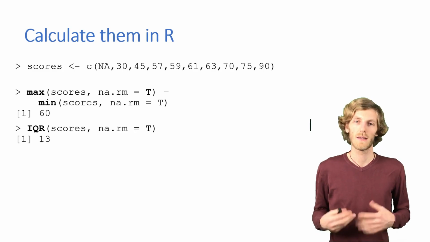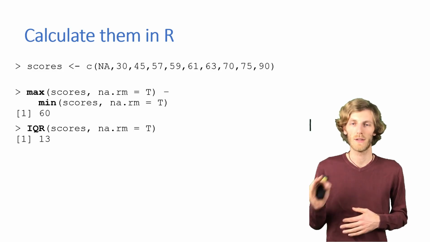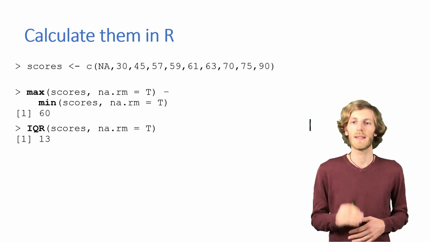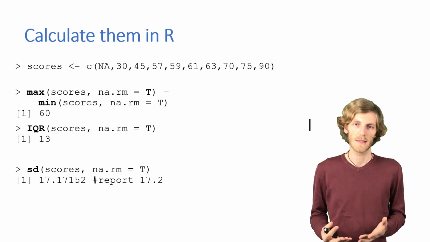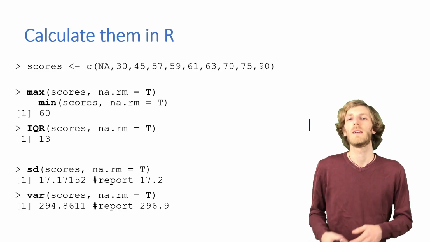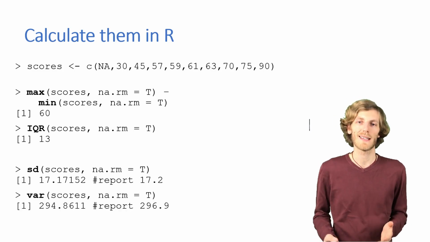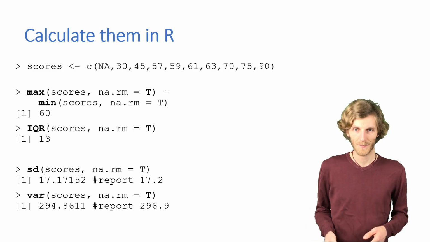The IQR has a special function for it, the interquartile range, so 75th percentile minus 25th percentile. And the standard deviation also has a specific function for it. There's also a variance function, and if you want to test it, the standard deviation squared is the variance.